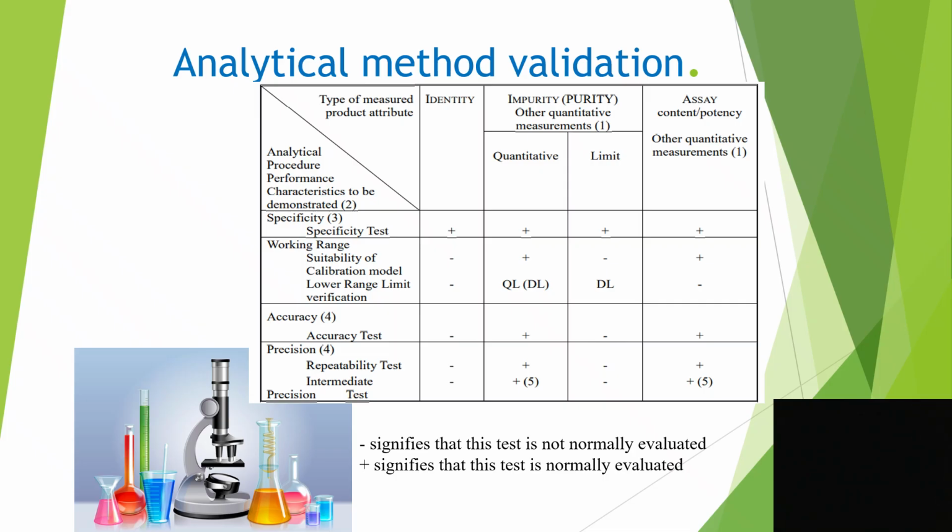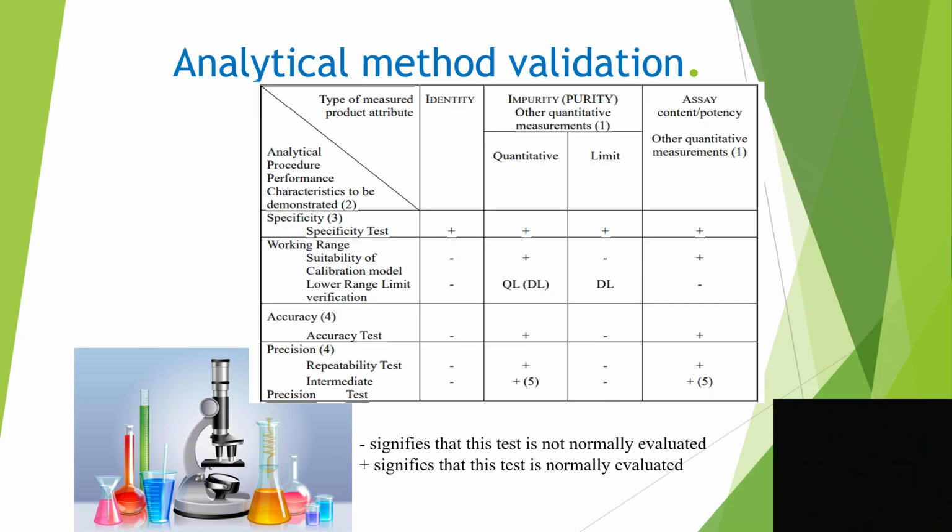Working range means suitability, calibration model, lower range limit, verification. Then accuracy test and the precision. In precision there is a repeatability test and an intermediate precision test. So these all are the factors. If you want to check the impurity, that is, the purity of the drug content inside the product, we have to check with the quantitative measurement. Quantitative means what? What is the quantum? It means 90%, 95%, that is, when we have to calculate on a quantity basis. And assay, content, potency are other quantitative measurements.